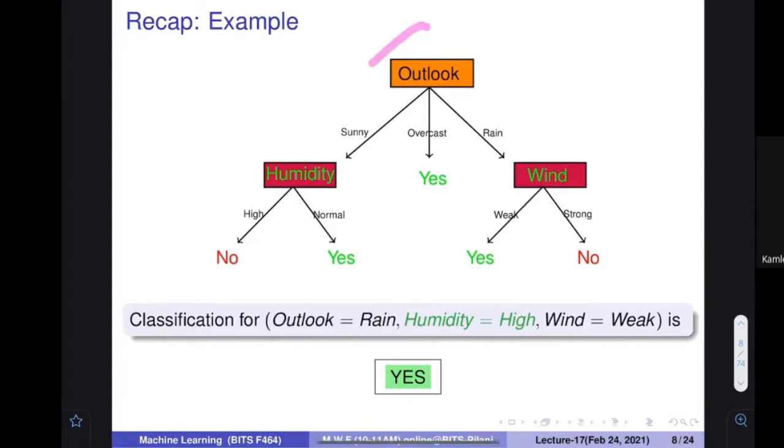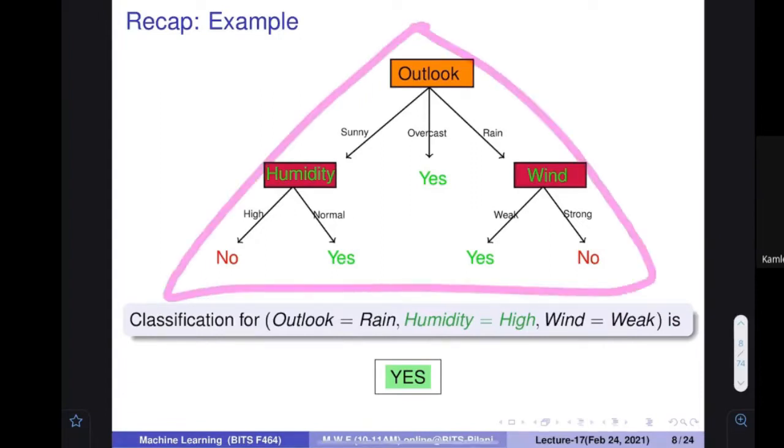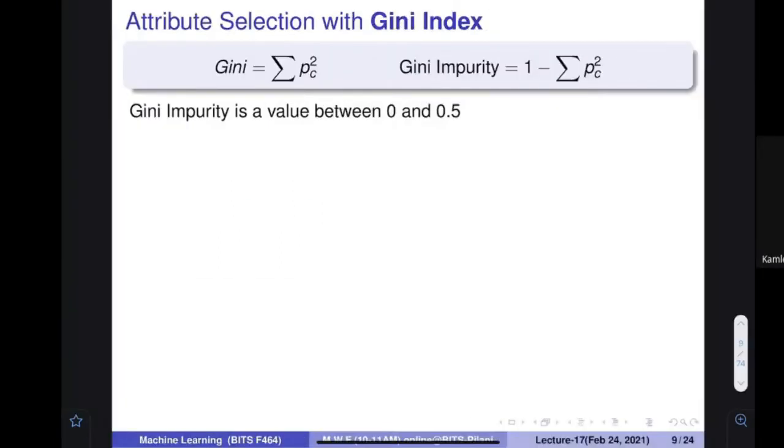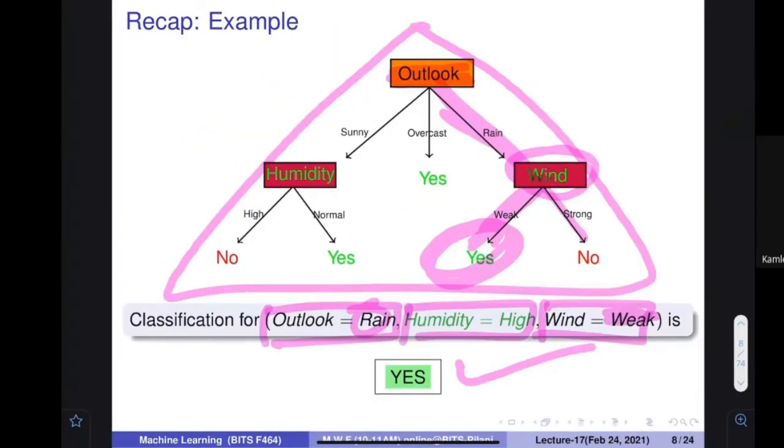Again, the question comes: let's assume that you have this particular decision tree. Then, if a new example comes, outlook is equal to rain, humidity is equal to high, wind is equal to weak, then what is the classification for that particular thing? It's very easy because you want to find out outlook, it is rain, so you come into this particular direction. Then you want to find out the value of wind, that is weak, so you come into this particular direction, and therefore you get the classification, that is yes.